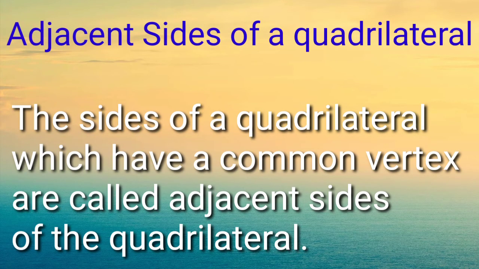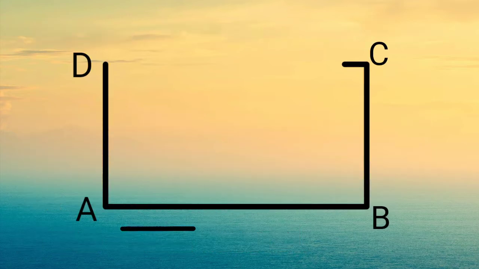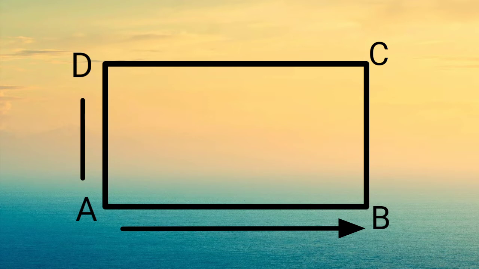Adjacent sides of a quadrilateral. The sides of a quadrilateral which have a common vertex are called adjacent sides of the quadrilateral. See the quadrilateral ABCD. Here AB and AD have a common vertex. So here segment AB and segment AD are adjacent sides.